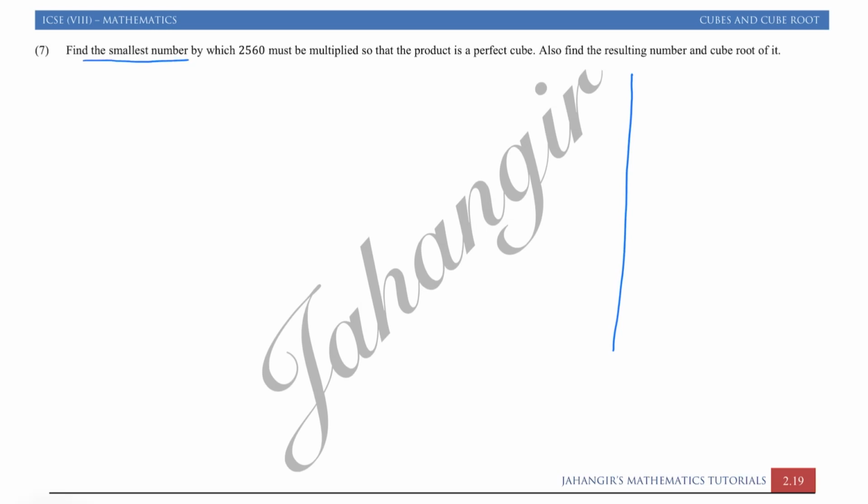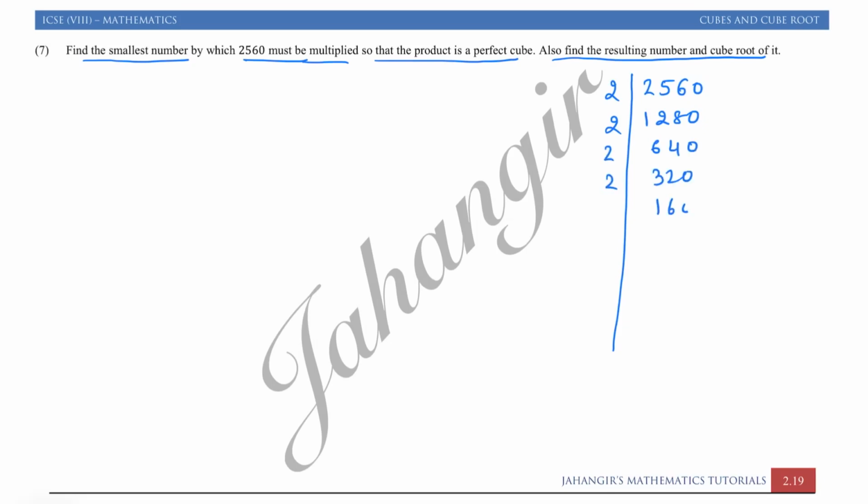Here also we have to find the smallest number by which 2560 must be multiplied so that the product is a perfect cube. Also find the resulting number and the cube root of it. So for 2560 we will find the prime factors. 2 ones are 2, 2 twos are 4, 2 fours are 8... 2 to 160, 80, 40, 20, 10, 5. Okay, now let us make groups of three numbers.